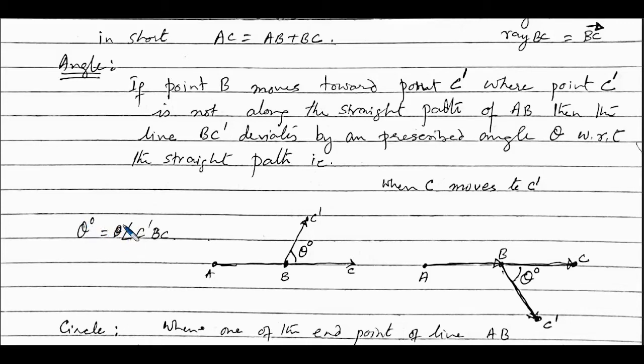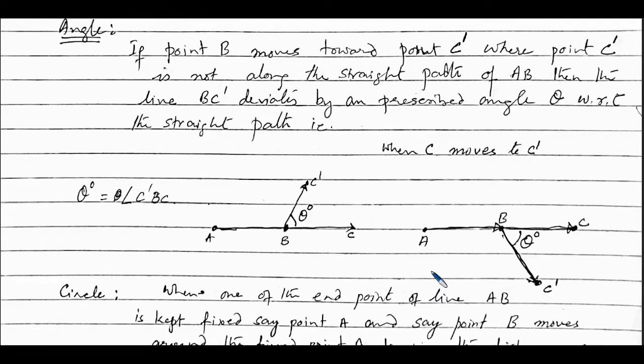So I write this theta degree as the angle. This slanted capital L is denoted as angle. When I write angle C prime BC, it is an angle of theta degree. And the angle can be anywhere. The line can go backward, upward, forward, or downward, or downward in a backward direction. Here I am denoting it as theta degree.